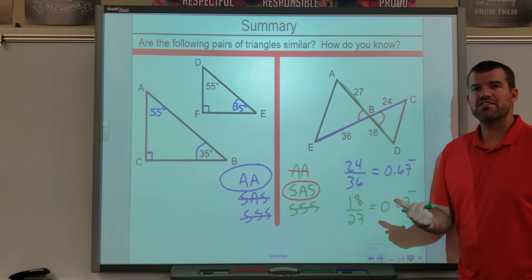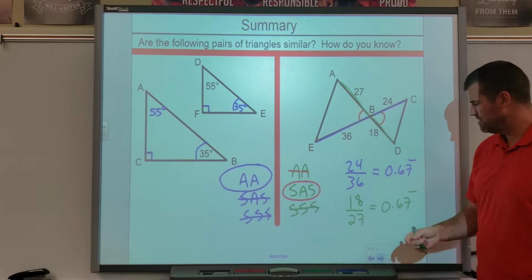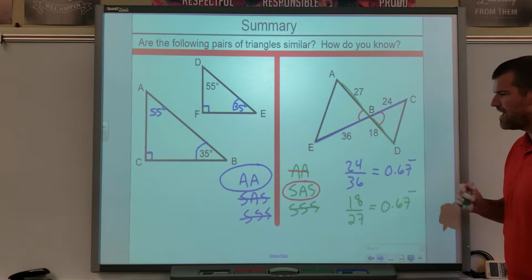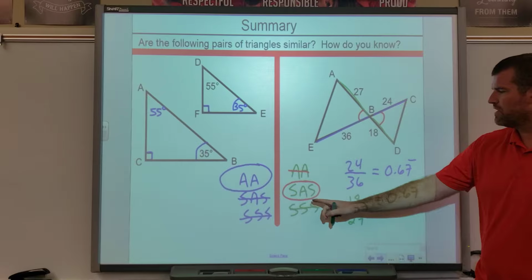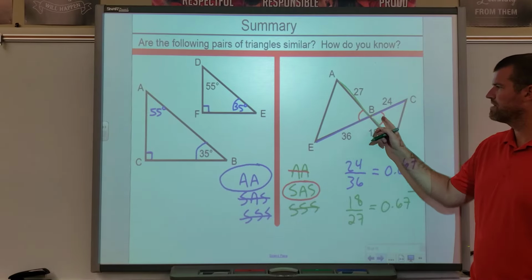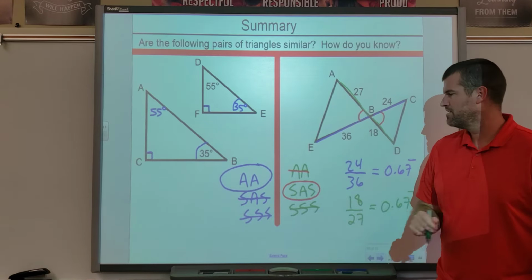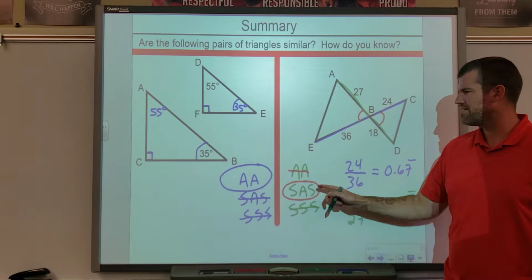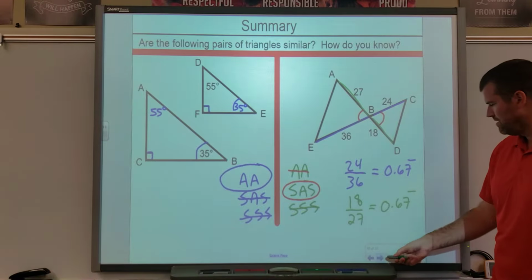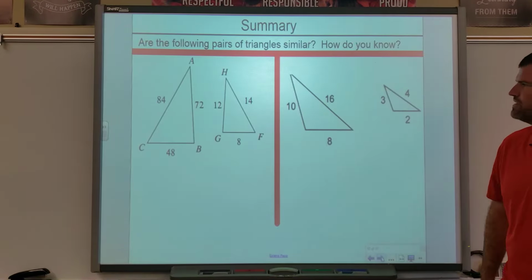So can we say that those sides are proportionate? Well, based on the scale factor, absolutely. And we know the angle in between was congruent because of vertical angles. So yes, these are similar by side angle side. All right, last two examples.